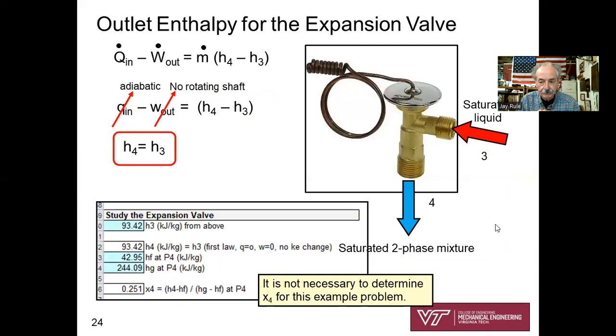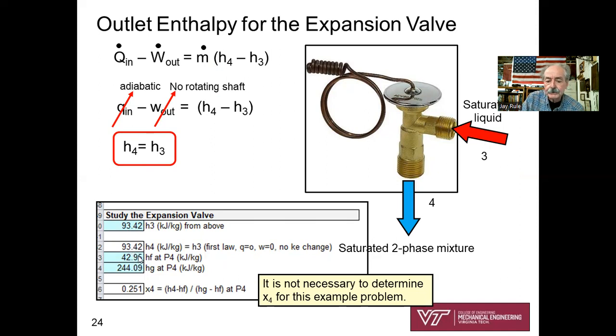Now we're going to move on to the expansion valve, because the way this problem was worded, we don't even have to analyze the condenser. Let's write the first law for the expansion valve. Here's a picture of it. The expansion valve is considered to be fully insulated, with no heat loss to the surroundings. Do you see a shaft rotating? Is this valve lifting a weight? No. So we divide by m dot to get little q in, adiabatic, minus little w out, there's no rotating shaft, equals H4 leaving minus H3 entering. With no change in kinetic energy, H4 equals H3. Easy. So there's H3, so there's H4.